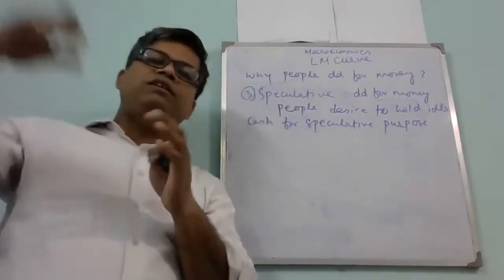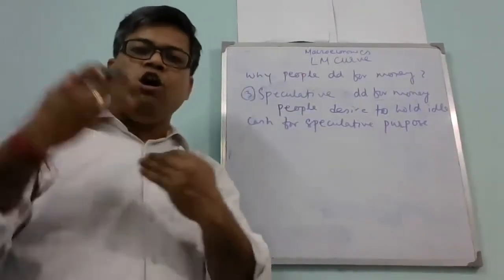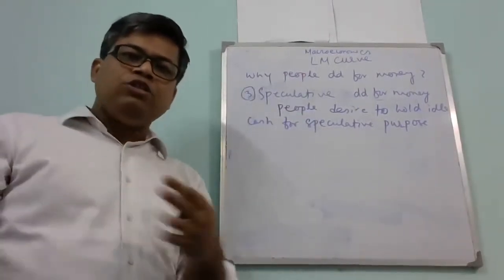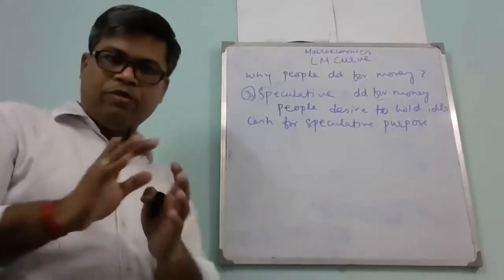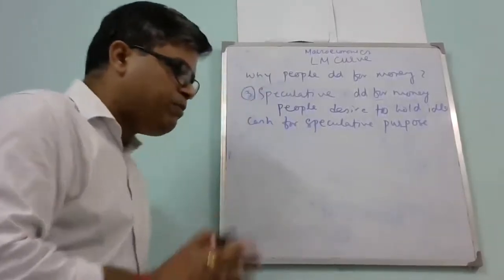If they are speculating that after 6 months the price of the bonds or the stocks will double, so they are ready with cash for speculation purpose. Okay, so that is called a speculative demand for money.